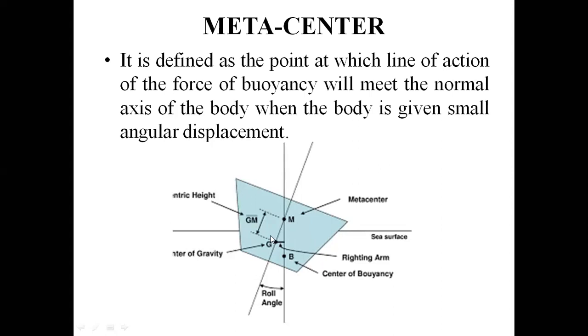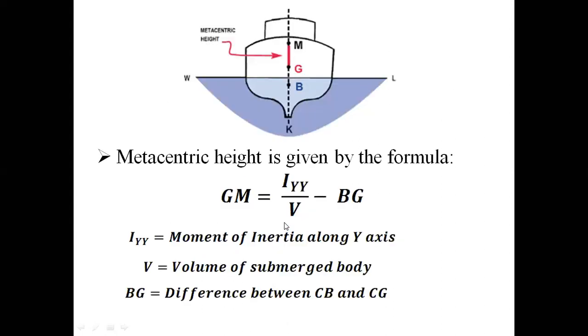So M represents the metacenter point and GM represents the metacentric height. As you can see in this diagram, GM represents the metacentric height, M is the metacenter point, G is the center of gravity, and B is the center of buoyancy. Metacentric height is given by the formula GM is equal to the moment of inertia with respect to the y-axis divided by the volume of the submerged body, minus BG. B represents the center of buoyancy and G represents the center of gravity.